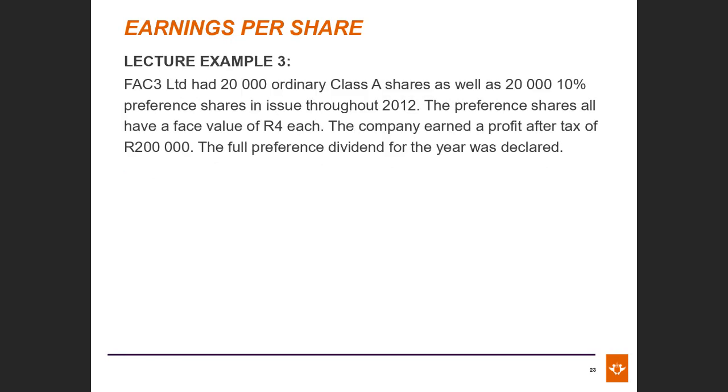So if we go back to the question, FAC3 Limited had 20,000 ordinary Class A shares, as well as 20,000 10% preference shares in issue throughout 2012. The preference shares all have a face value of 4 Rand each. The company earned a profit after tax of 200,000 Rand. The full preference dividend for the year was declared.